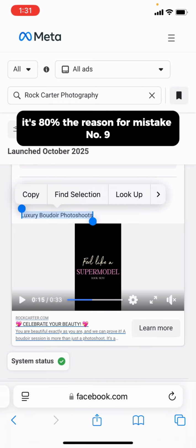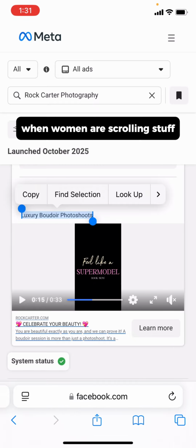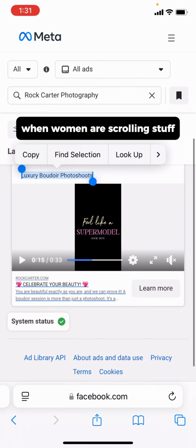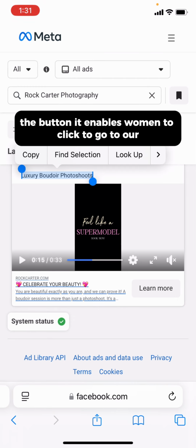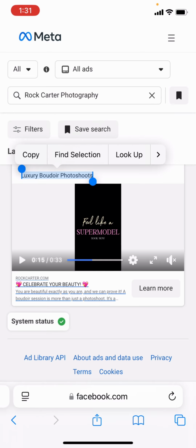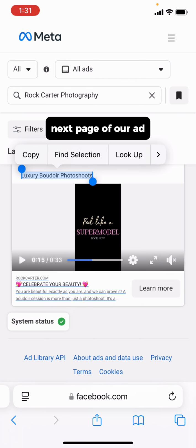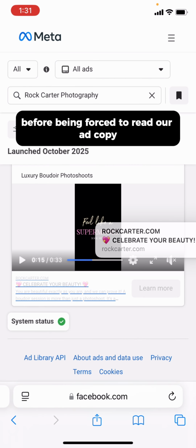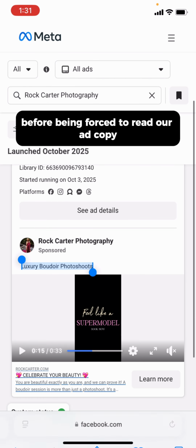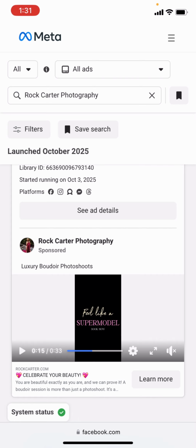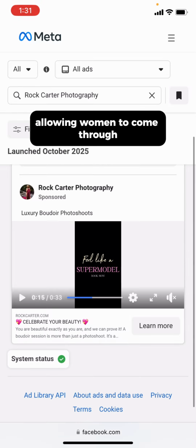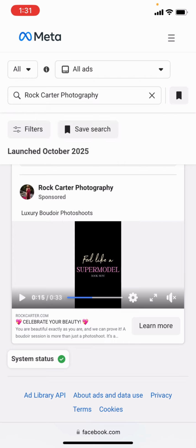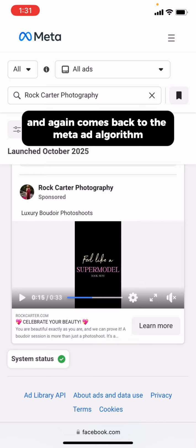Now, reason number 3 for mistake number 9 is actually the most important one. It's 80% of the reason for mistake number 9. When women are scrolling, this text below the creative, the button, enables women to click to go to the next page of our ad before being forced to read our ad copy and then click the link afterward, after becoming pre-qualified. Here's why this is a massive, massive mistake, allowing women to click before they're pre-qualified. And again, it comes back to the Meta ad algorithm.